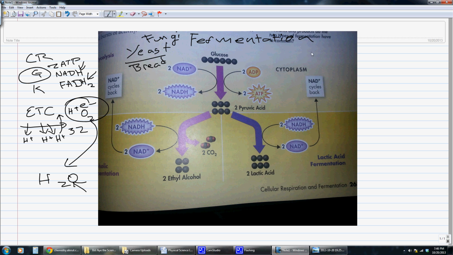Now, at the same time, you have other organisms like humans, just in case you were wondering, and also bacteria, but we're going to focus on humans. We can also do fermentation. So let's take a runner. So somebody likes to run.